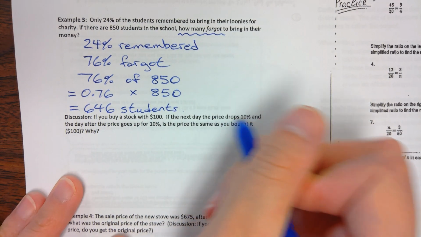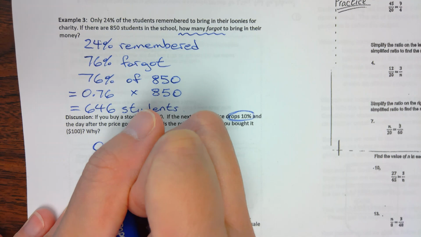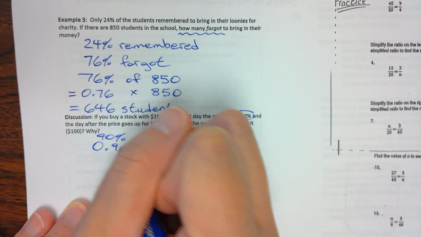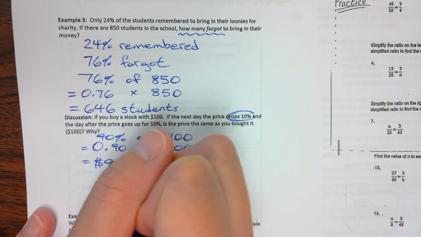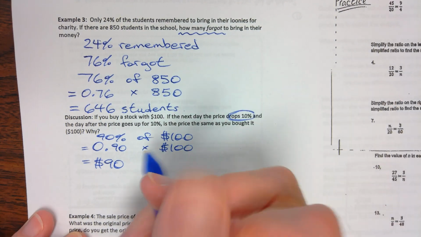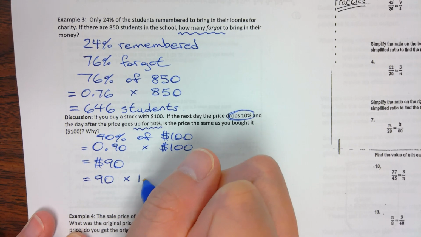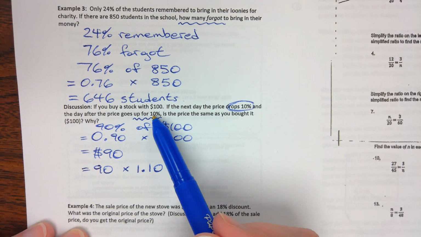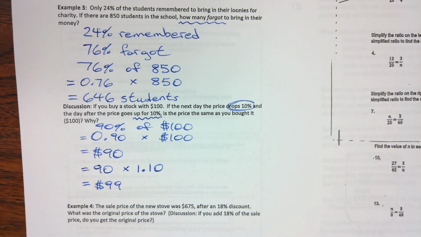Let's try. If it drops 10%, that means it's 90% of $100. So 0.90 times 100 means it went down to $90. And then if it went up 10%, just like when we did tax, we would do 90 times 1.10. Because this is 90%, this is 110%, so that's why we times it by that. When you do that, what do you get? You get $99. So not 100. You still lost $1.